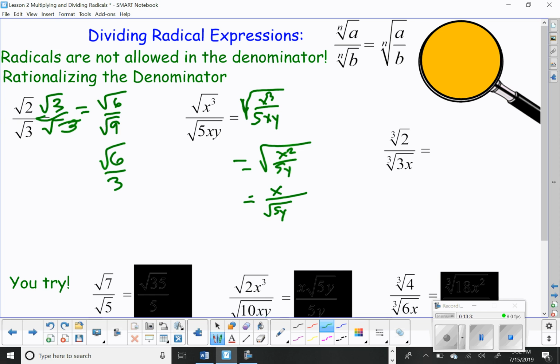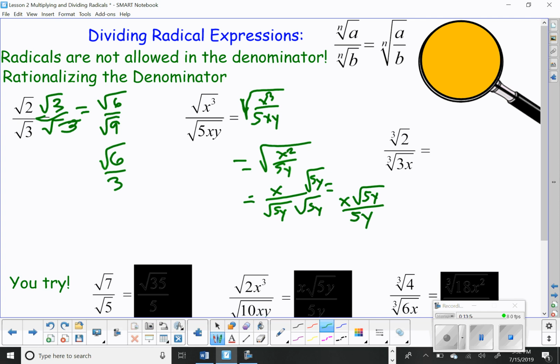This then gives you x, because it is a perfect square, over the square root of 5y. Now we can't have the square root of 5y in the denominator, so we simply multiply by the square root of 5y over the square root of 5y. We have x square root 5y over 5y.